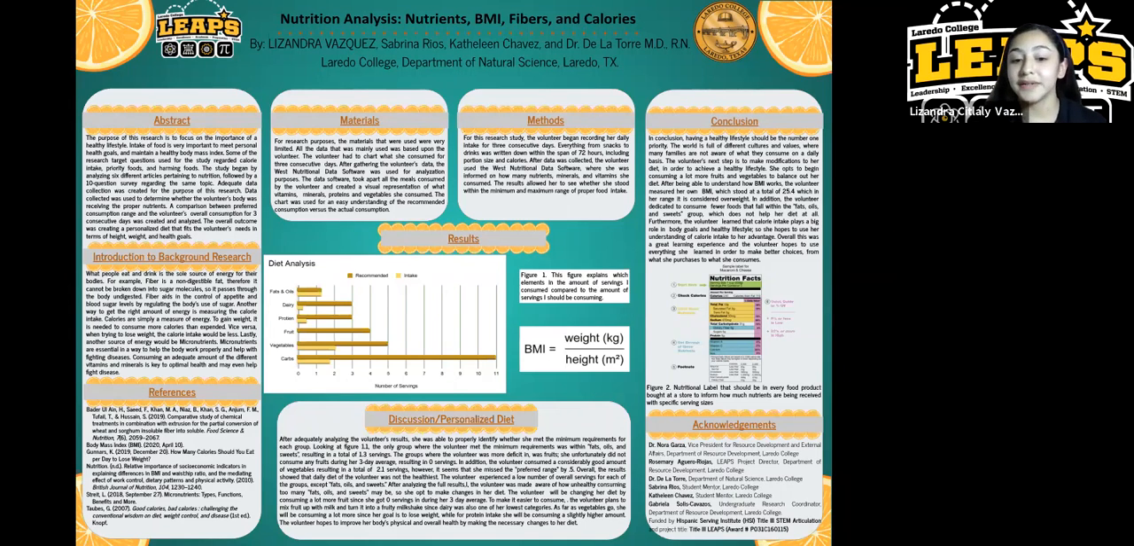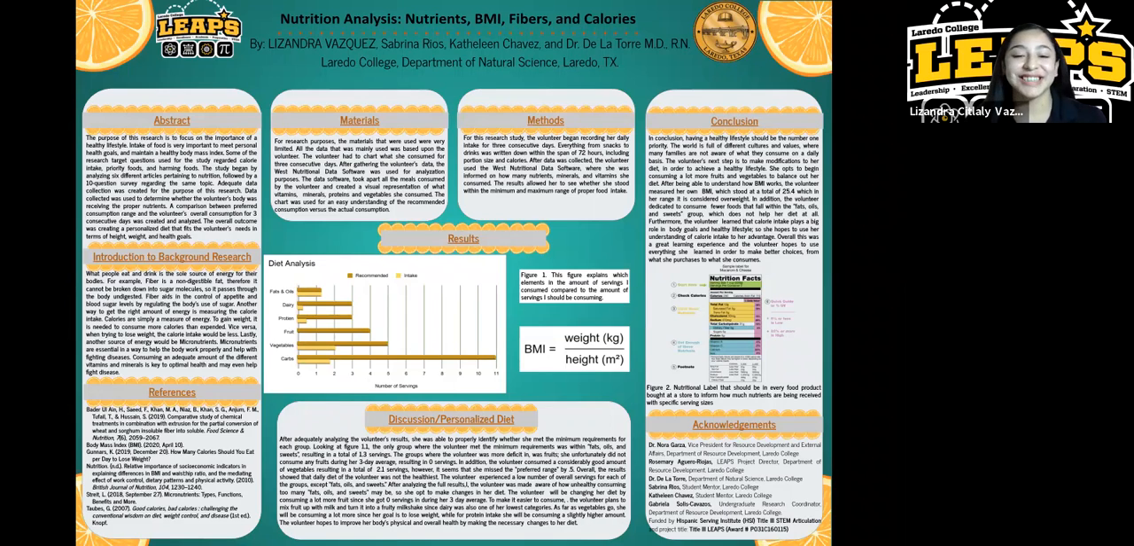As seen in the bar graph, she was able to properly identify whether she met the minimum requirements for each group. Looking at figure 1.1, the only group where the volunteer met the minimum requirements was within fats, oils, and sweets, resulting in a total of 1.3 servings. The group where the volunteer was most deficient was fruits. She unfortunately did not consume any fruits during her 3-day average, resulting in 0 servings.